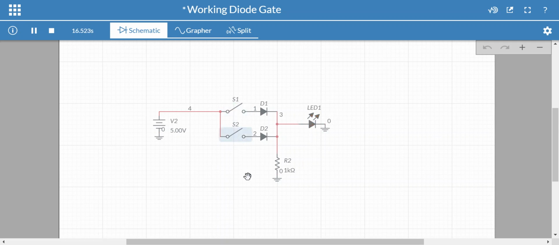It's not a NOR gate. A NOR gate is, I'm sorry, not NOR, exclusive OR. Exclusive OR would be only one or the other, not both, but this is an OR gate. Okay, so there you go. That's how to, in practice, do your diode gates.